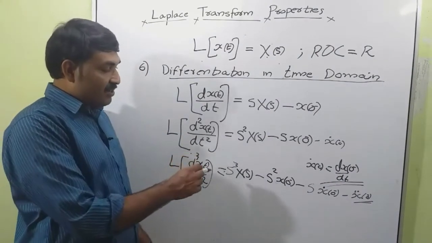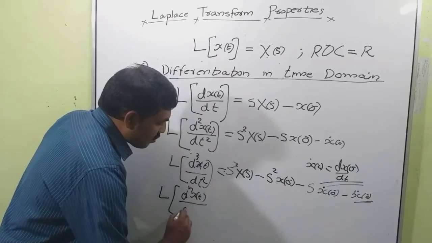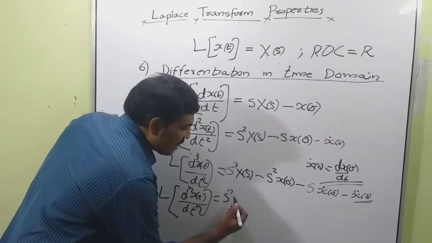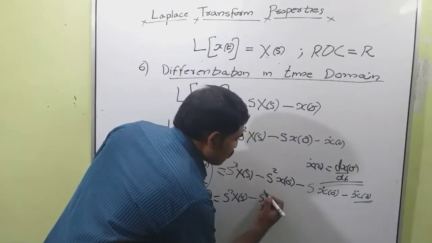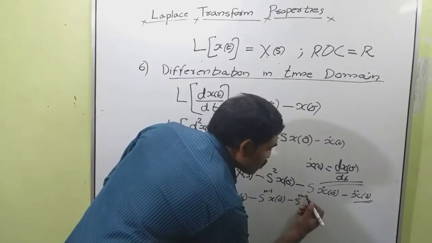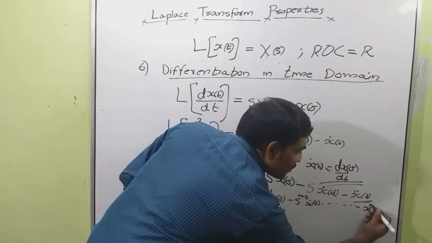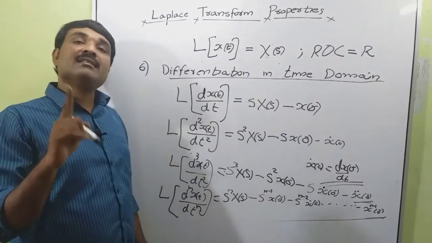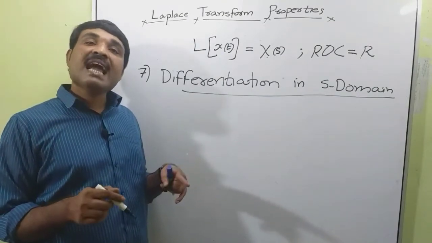And for the nth derivative, the Laplace transform of the nth derivative of x(t) is equal to sⁿX(s), since it is the nth derivative, so the power of s is n, minus sⁿ⁻¹·x(0⁻), the initial value, where the power of s is decreased by 1, minus sⁿ⁻²·ẋ(0⁻). This continues, and the last term becomes the (n−1)th derivative of x at 0⁻. For all these signals, the region of convergence is the same as that of X(s), that is R.